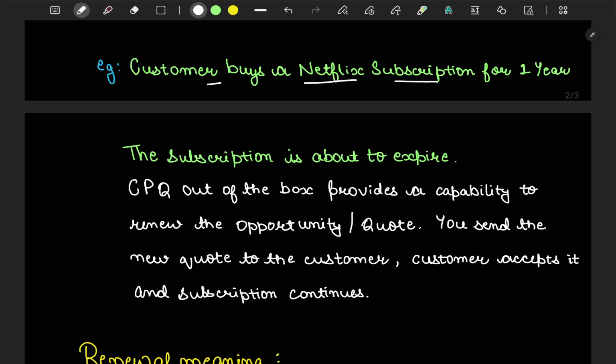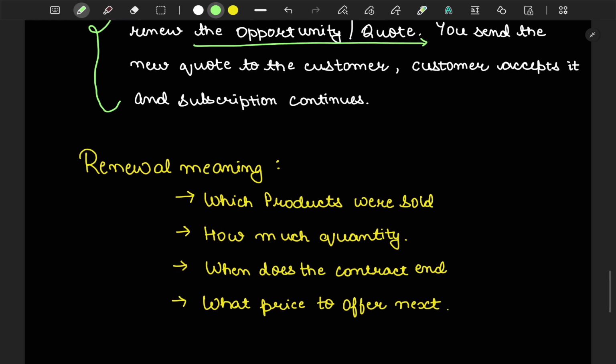Now what CPQ provides out of the box is the capability to renew the opportunity and the quote. What you do is your sales rep sends the new quote to the customer, the customer accepts, and the subscription continues. Now, you would ask me why CPQ came into the picture, why can't we create it manually? Yes, this point is also correct.